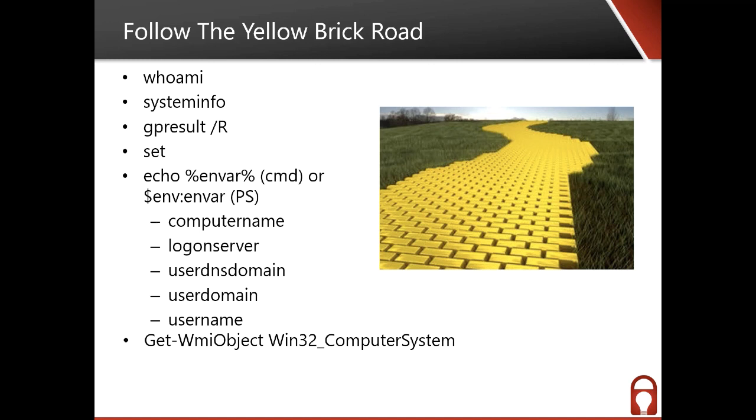There's systeminfo. This is a great utility to run when you land on a Windows device. It gives you the computer name, the domain name that it's connected to, the domain controller it's connected to, the domain, etc., as well as all the information about the system itself. GPResult, another great utility.